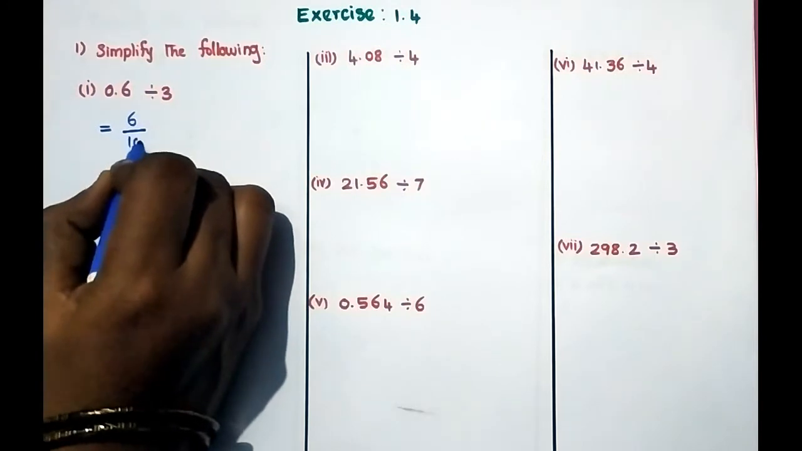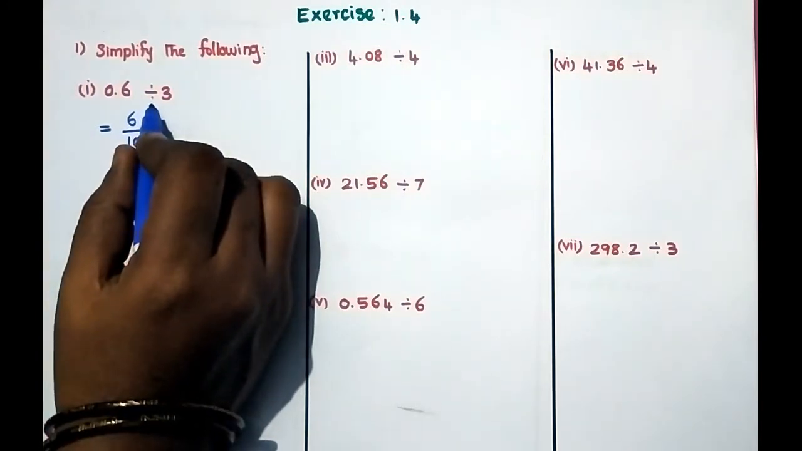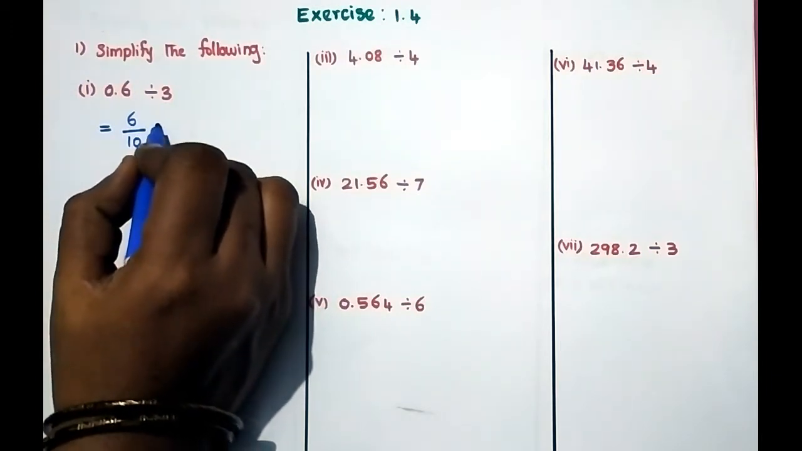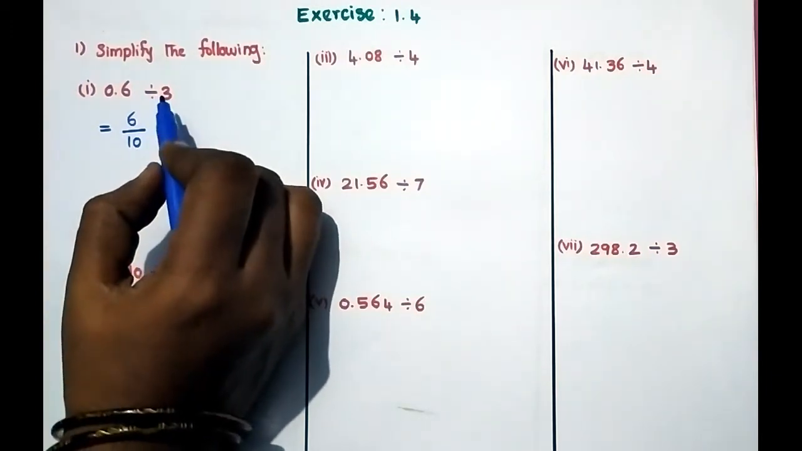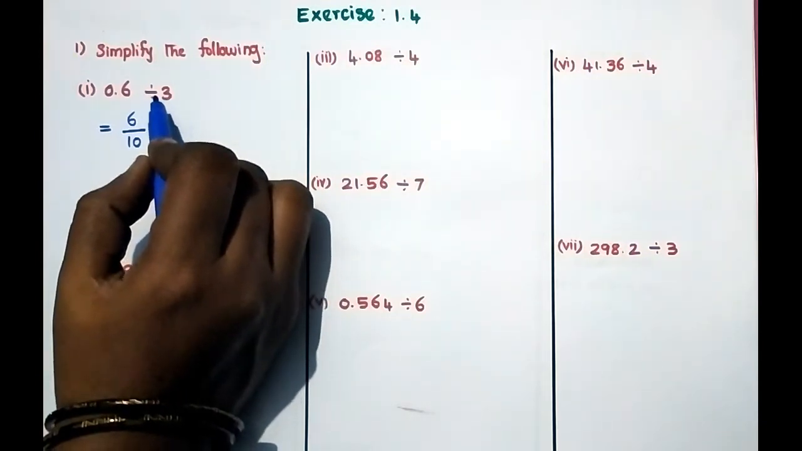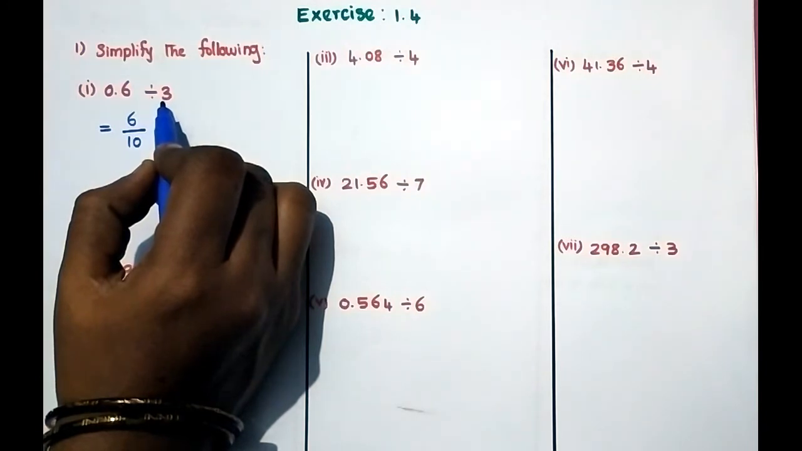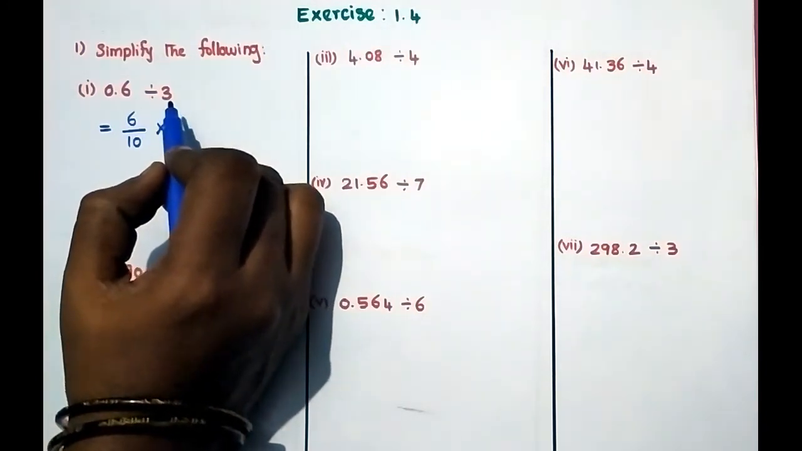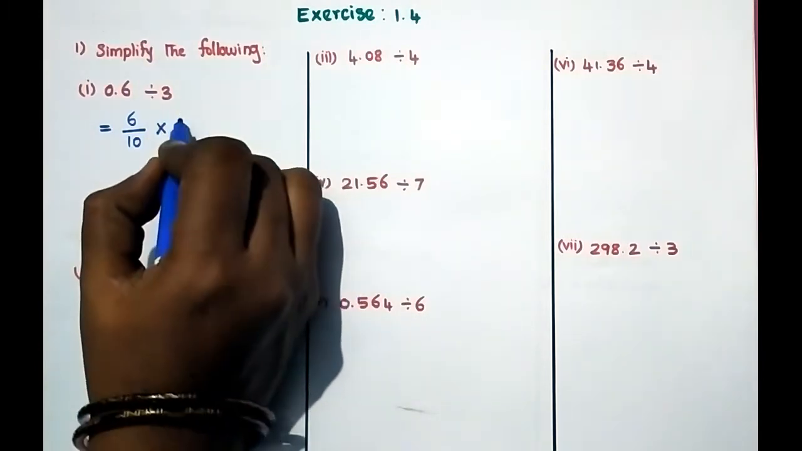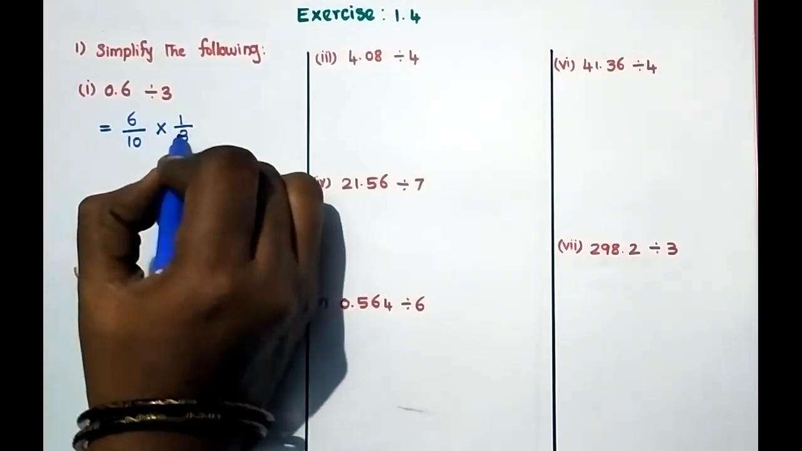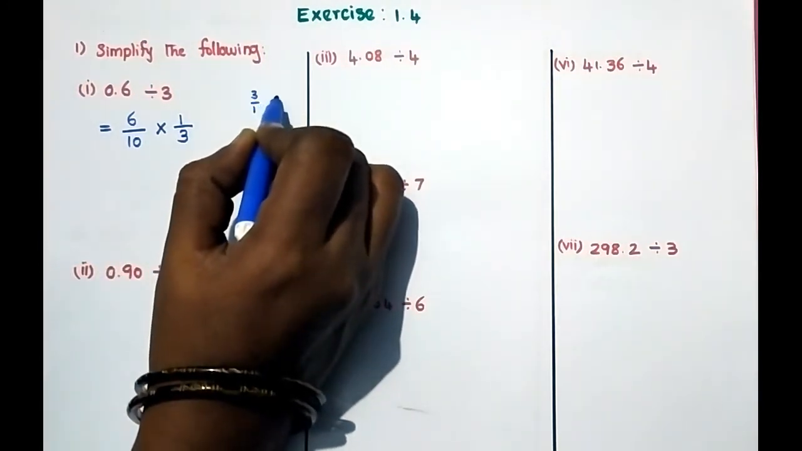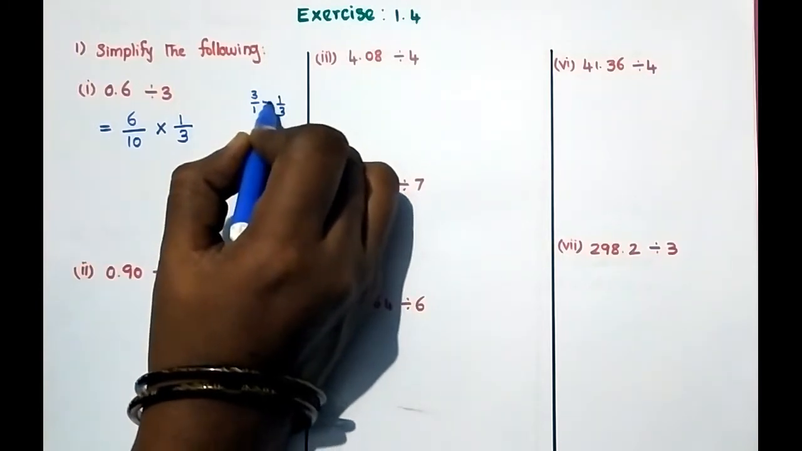6 divided by 10. Here is division. We have to convert it into multiplication. One condition is there. What is that? Take the reciprocal for the second number. That means the denominator. What is the reciprocal for that? 3 means 3 by 1. Its reciprocal is 1 by 3.